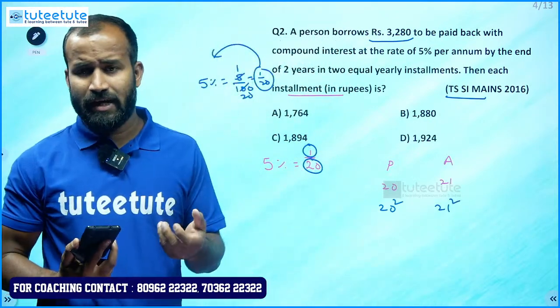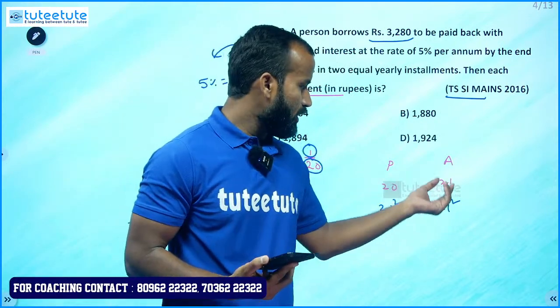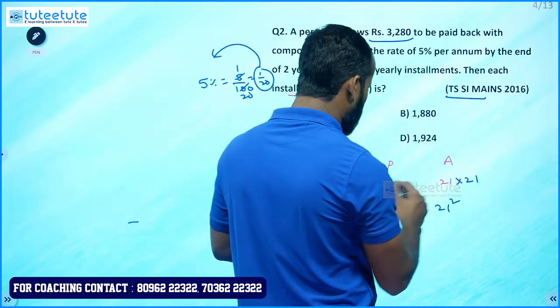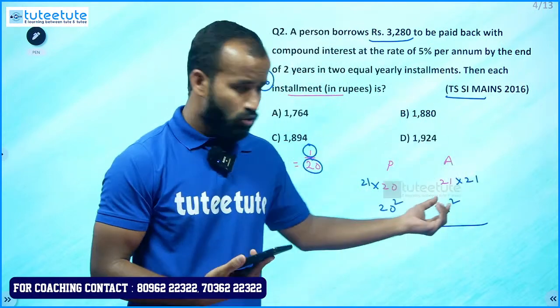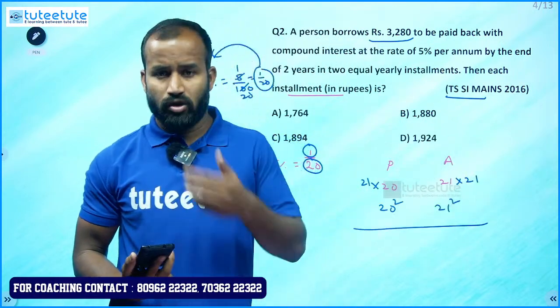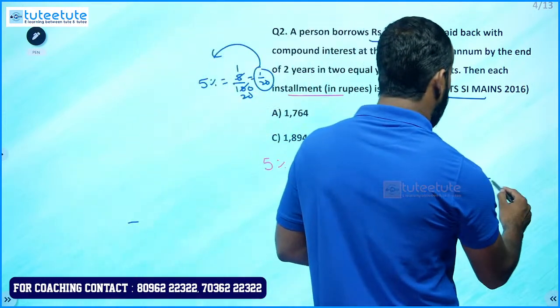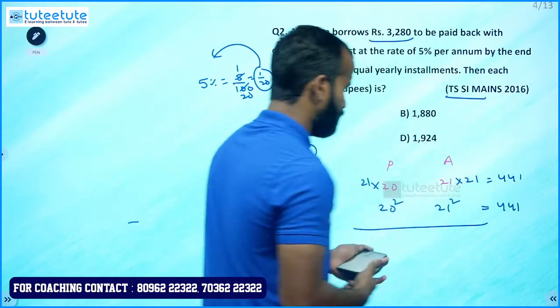So here what is our idea? We have to make the amounts equal. Here 21 square, here 21 is there, so here also we have to make 21 square. So we multiply this with 21, this with 21. Now our installments are equal. Here also 21 square, here also 21 square. You have to know what 21 square is. 21 square means 441, so here also 441.